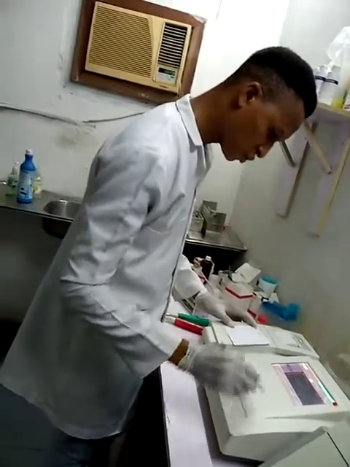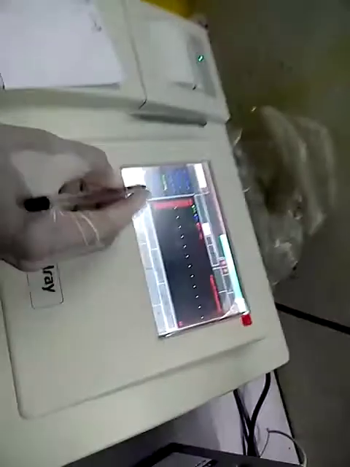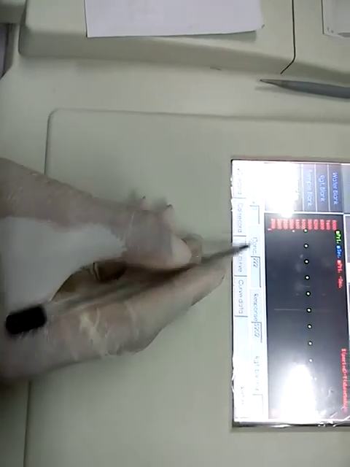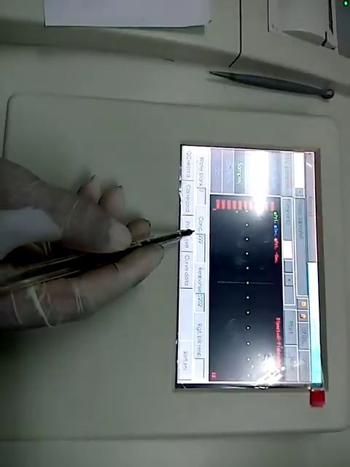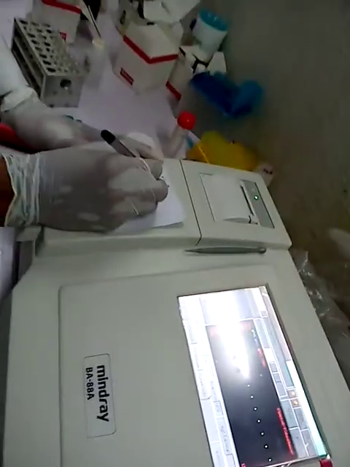So my total cholesterol is 222 milligrams per dl. This is the water blank, 0 milligram per dl. This is my concentration, which is 222 milligram per dl, and this is the response absorbance.